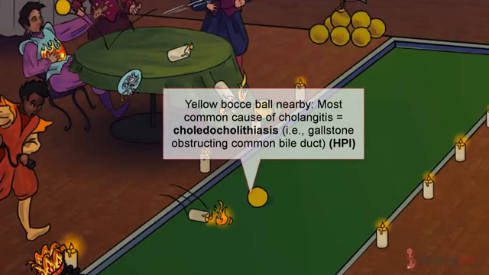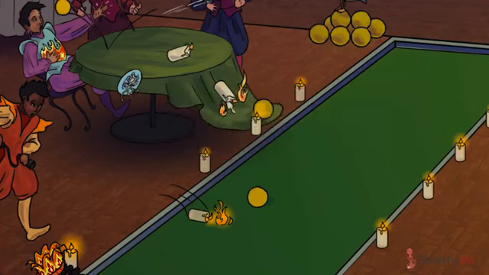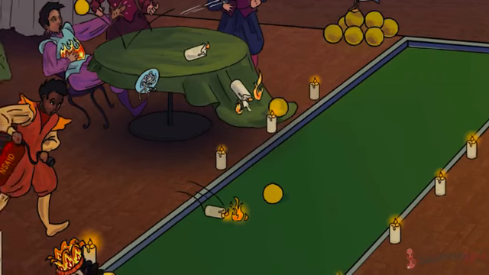And the most common cause of that obstruction? A stone lodged in the common bile duct, also known as choledocholithiasis. Let this bocce ball gallstone next to Charcot remind you that choledocholithiasis is the most common cause of acute cholangitis. For more details on choledocholithiasis, head on over to our sketch on bile duct disease.